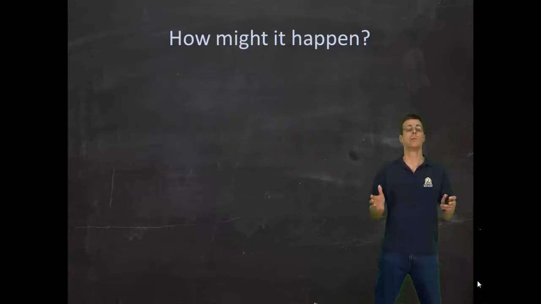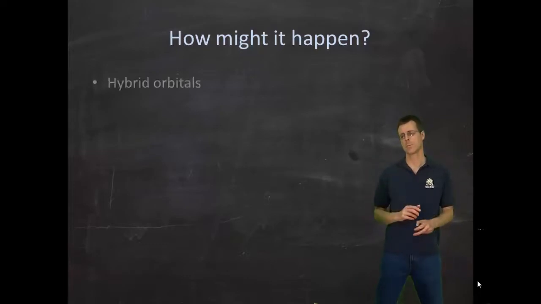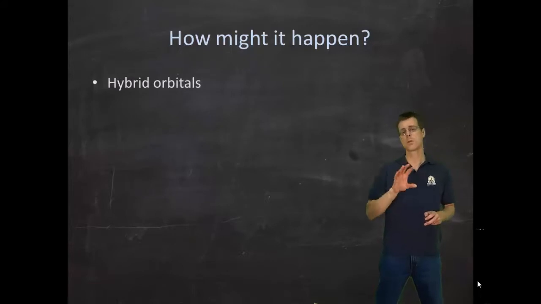So what do we do? Well, how do we change the theory? How do we modify the theory? How do we add to the theory to accommodate VSEPR shapes? And what we use is something called hybrid orbitals.